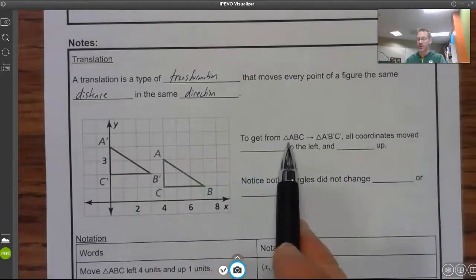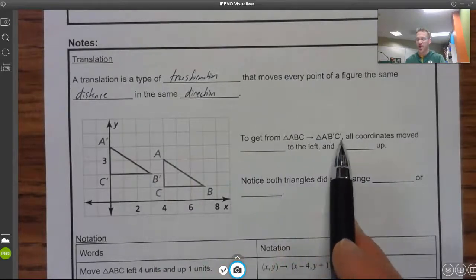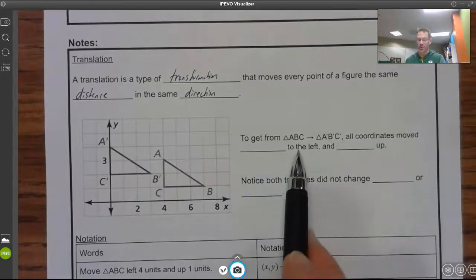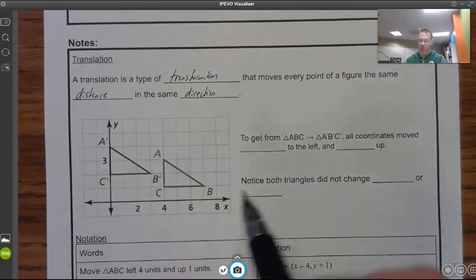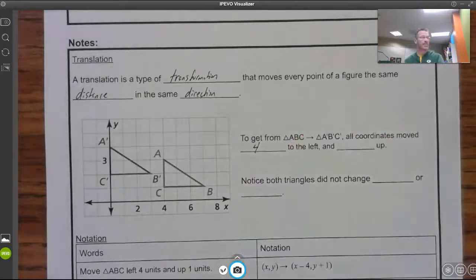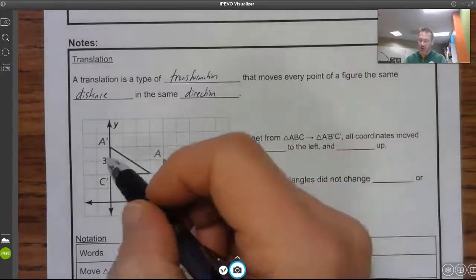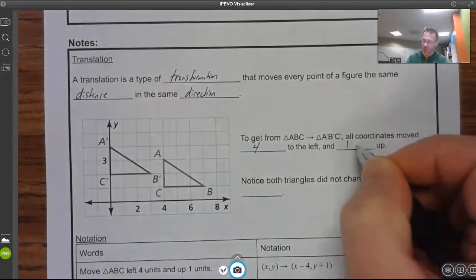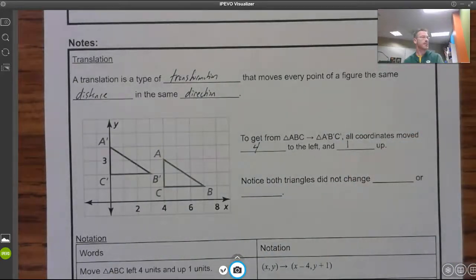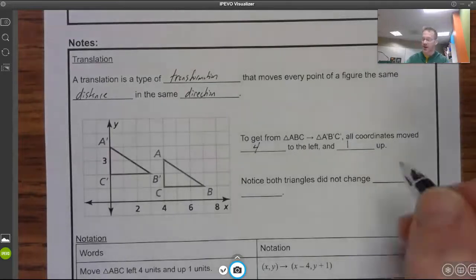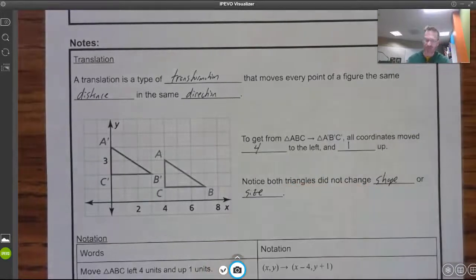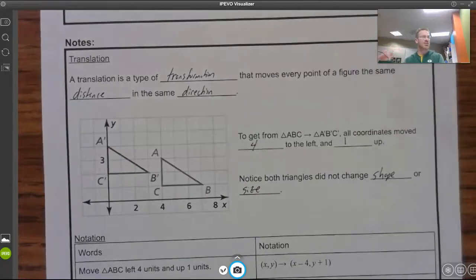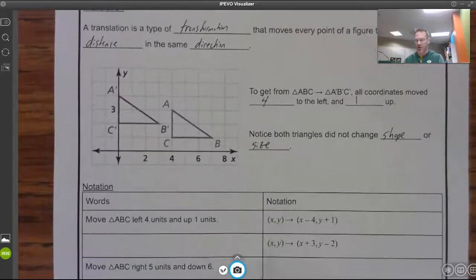So notice to get from triangle ABC to triangle A prime, B prime, C prime, all coordinates move to the left. So how many did I move to the left? 1, 2, 3, 4. So 4 units to the left. And then notice it shifted up 1 unit. And notice neither triangle changed shape or size.